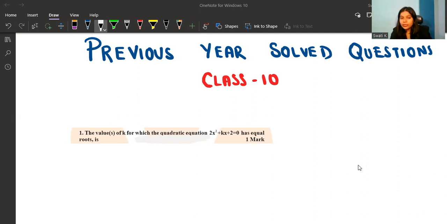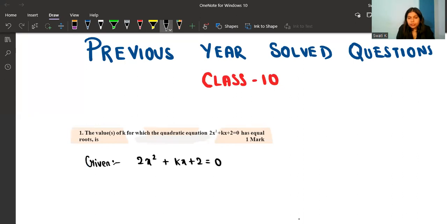As you can see, we have to find the value of k for which this quadratic equation, 2x squared plus kx plus 2 is equal to 0, has equal roots. There is a formula for this. First, let's write down the quadratic equation. We have the given quadratic equation, 2x squared plus kx plus 2 is equal to 0, and we have to find the value of k for which the roots are equal.